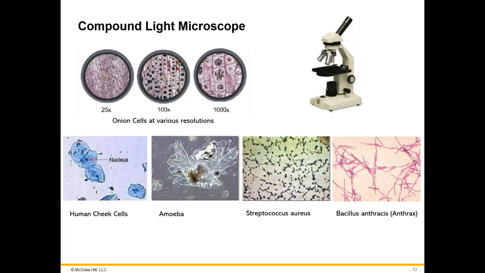Here's some examples of what it might look like to look at various things through a compound light microscope. Up here on the top we can see 25 times resolution for onion cells. And then as we zoom in to 100 times and 1,000 times resolution, we're getting a clearer picture of those onion cells. Here you can see an image of human cheek cells. Here we're looking at an amoeba. This is the bacteria Staphylococcus aureus. And then here is the bacteria Bacillus anthracis.